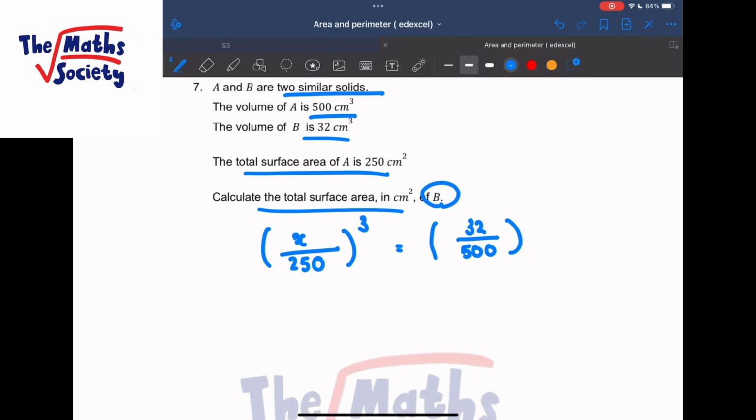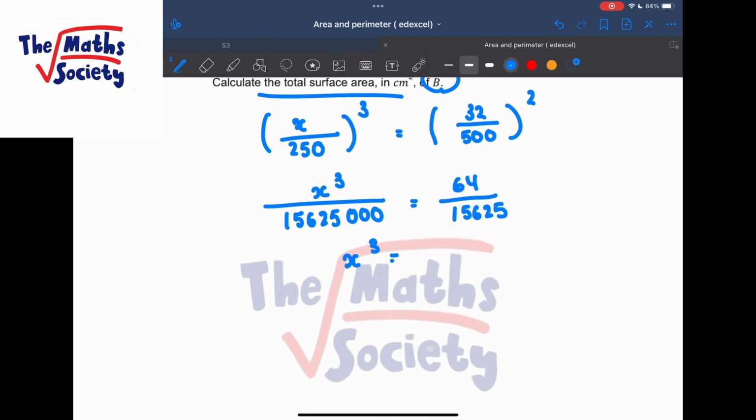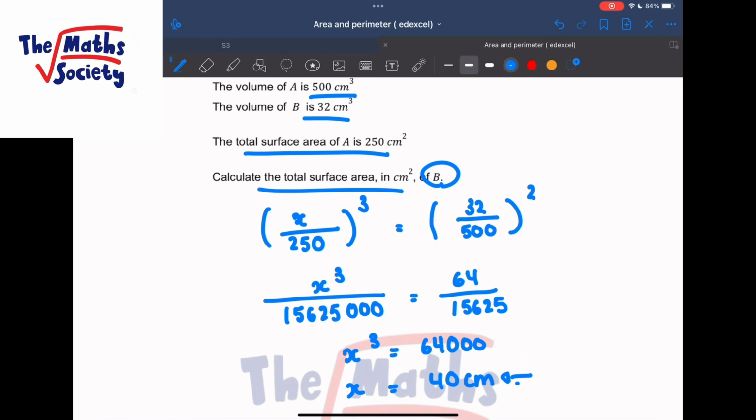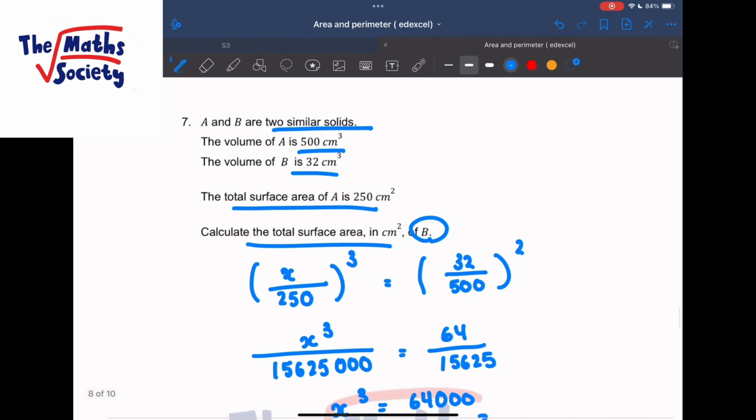So x cubed divided by 15625 equals 64 by 15625, which will get x cubed equal to 64,000, and x equal to 40 centimeters. And that's it. So we know that the surface area of B is 40 cm squared, because it's surface area. And then we will move on to number 8.